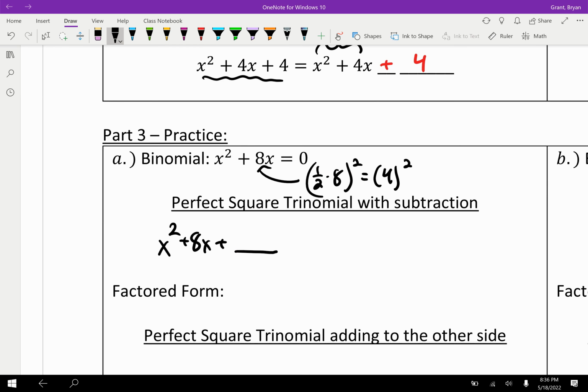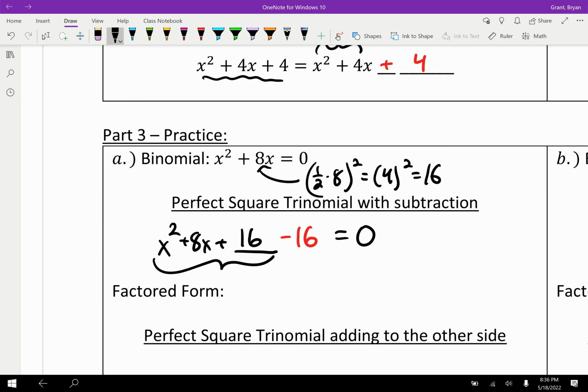Half of 8 is 4, 4 squared, 16. So I know x squared plus 8x plus 16 is a perfect square trinomial. I also know that there's still an equals 0 over here. To keep everything balanced, as all things should be, I'm going to go ahead and subtract 16 back off. Then our factored form only deals with the perfect square trinomial.